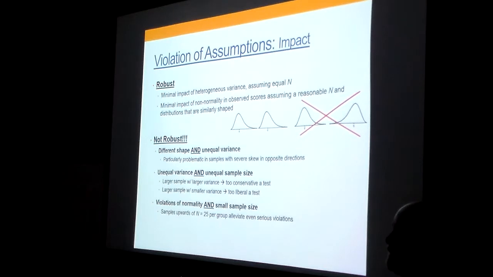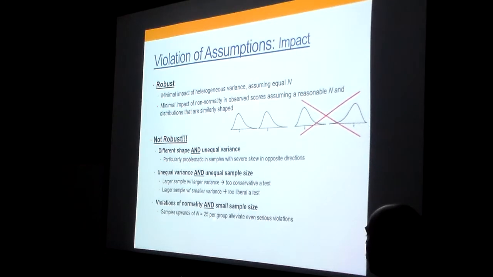So if I've got 10 people in group A and 50 people in group B, and these two have unequal variance, the larger sample has larger variance, my test is going to be too conservative. I'm going to fail to reject the null hypothesis more often than I should. If the larger sample has smaller variance, weighting things towards the smaller end, I'm going to have too liberal a test. I'm going to reject the null hypothesis more often than I should, right?